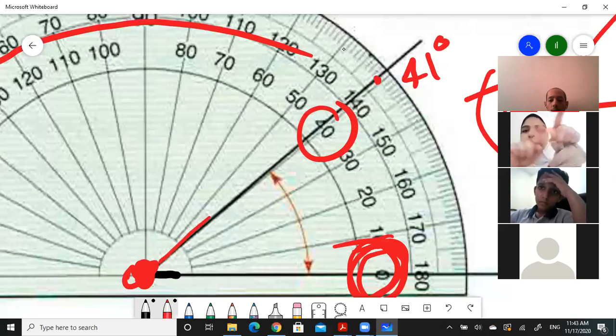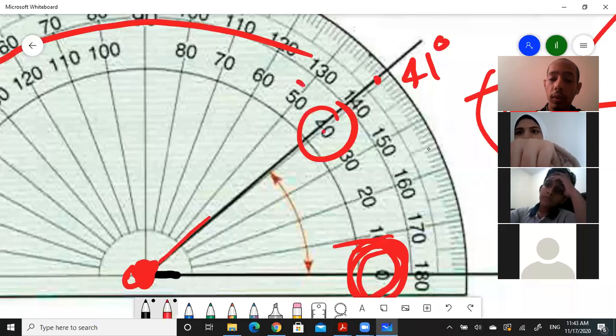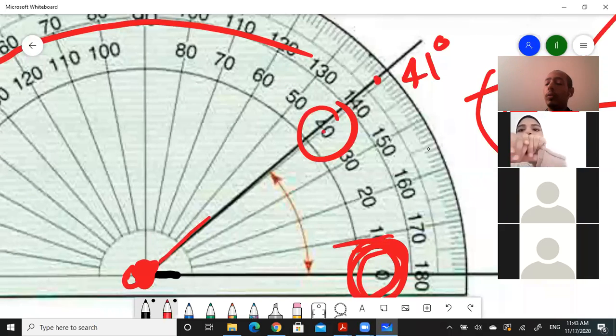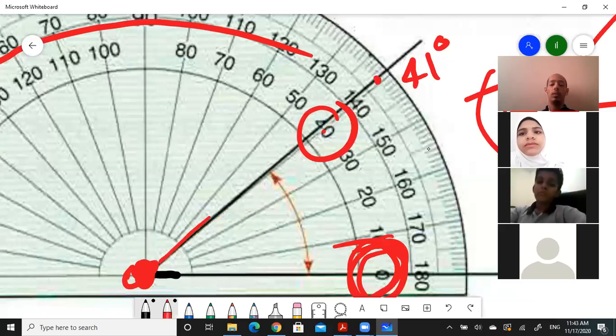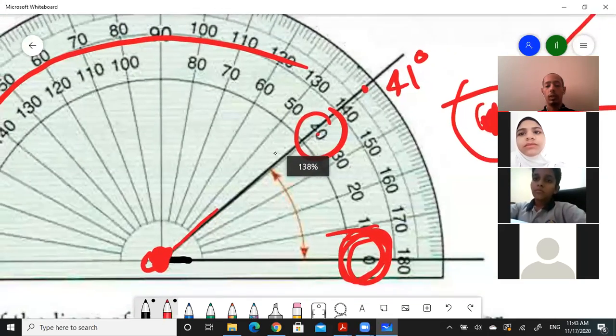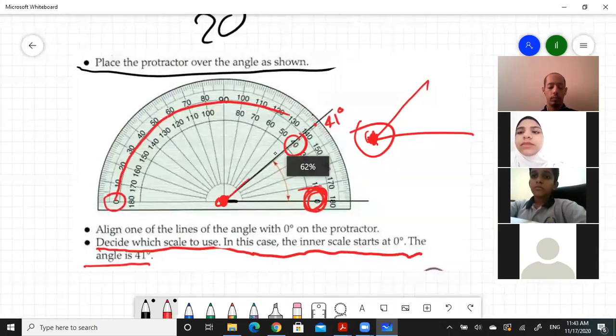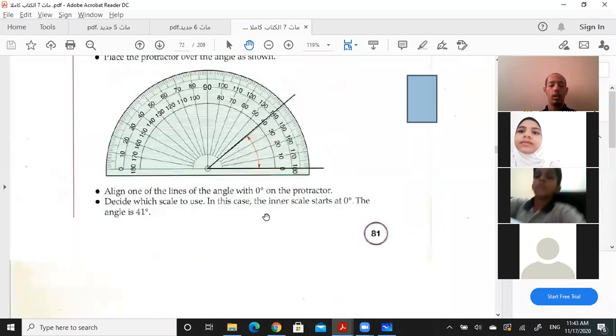If the line is after the 40 on the protractor, it is 41. Yes, this is 40, this is 50. So between 40 and 50 we have 10 divisions, and we can see here is 1 division after 40, which means it is 41. Clear? Clear, Aisha?